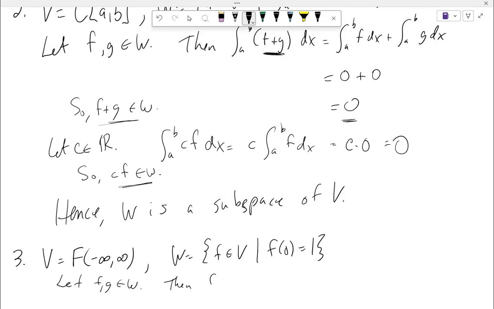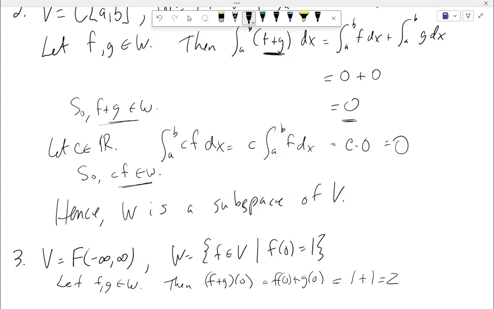So if I try to put in 0 into the sum, because again, I'm trying to show that the sum is back in W, right? The defining characteristic for being in W is that when you put in 0, you get out 1. So I'm putting in 0 and seeing what I get out. Okay? Now, much like what we did for the integral, well, how is f plus g of 0 defined? It's f of 0 plus g of 0, right? But what is f of 0 plus g of 0 in this case? F of 0 equals 1. G of 0 is 1. 1 plus 1 is 2, right?